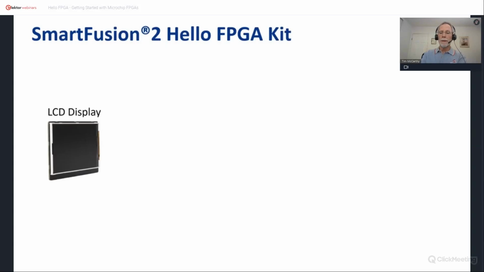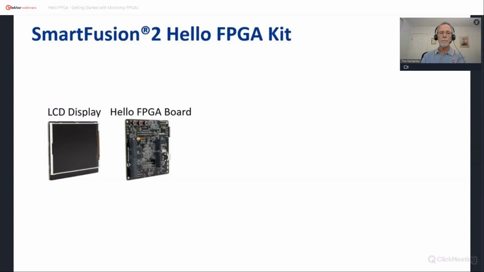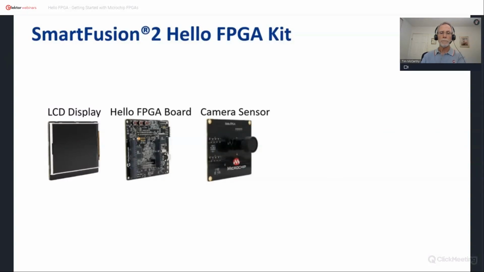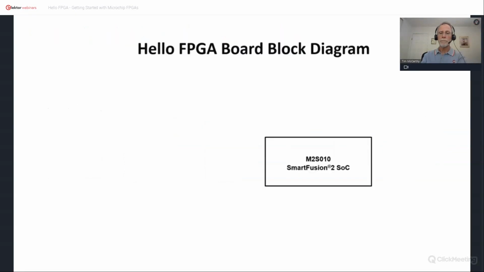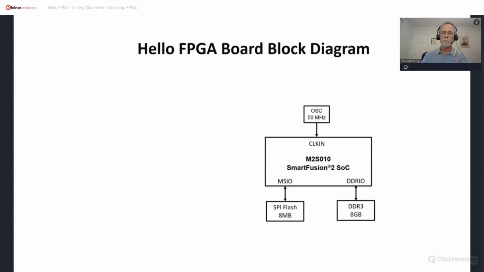The kit consists of an LCD display, the Hello FPGA board, and a camera sensor board. The kit connects to a host PC via a USB 2.0 A to Mini B cable to provide power and communication with the host. The Hello FPGA board is based on the Microchip SmartFusion 2 SoC FPGA with an ARM Cortex-M3 microcontroller. An external 50 MHz oscillator provides clocking. The board has 8 MB of SPI flash memory and 8 GB of DDR3 memory. 3 LEDs and 3 switches are provided for developing applications.